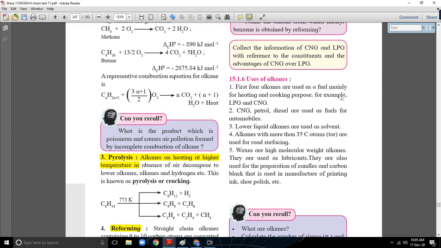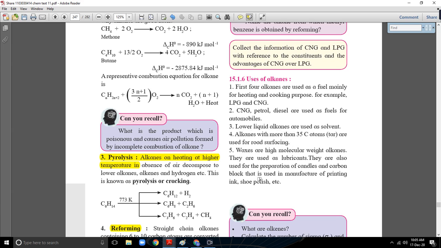Uses of alkanes. First, alkanes are used as a fuel, mainly for heating and cooking purposes. LPG, CNG: methane gas is there in LPG. CNG, petrol, and diesel are used as fuel for automobiles. Lower liquid alkanes are used as a solvent. Alkanes with more than 35 carbon atoms are used for road surfacing.